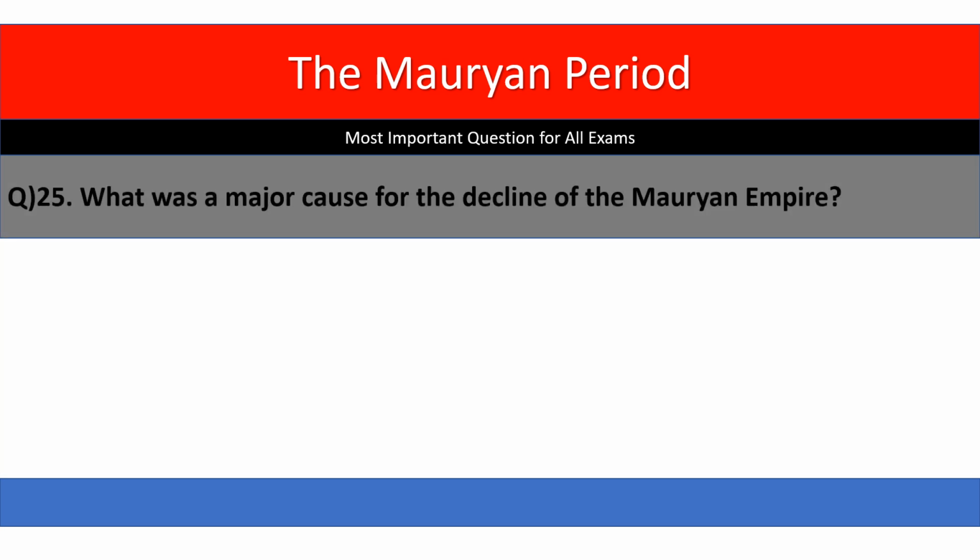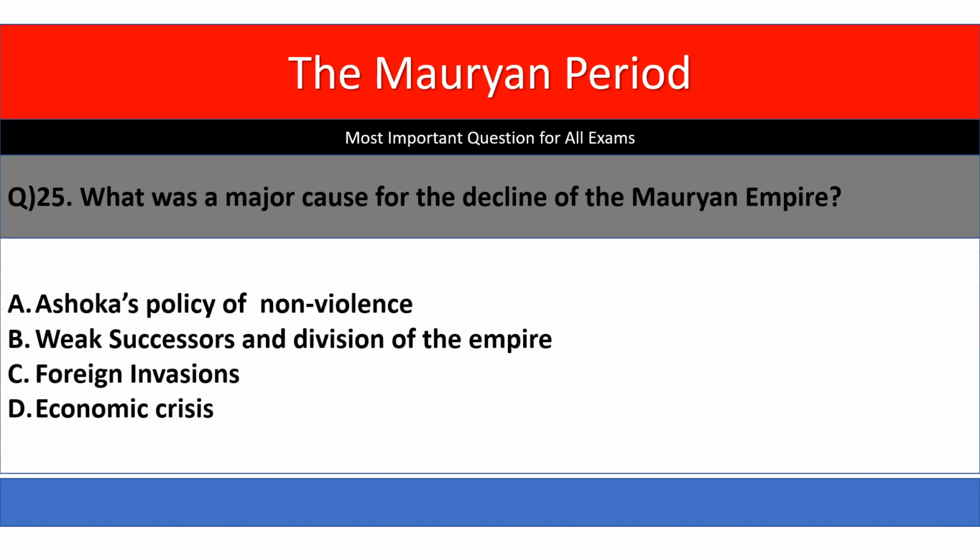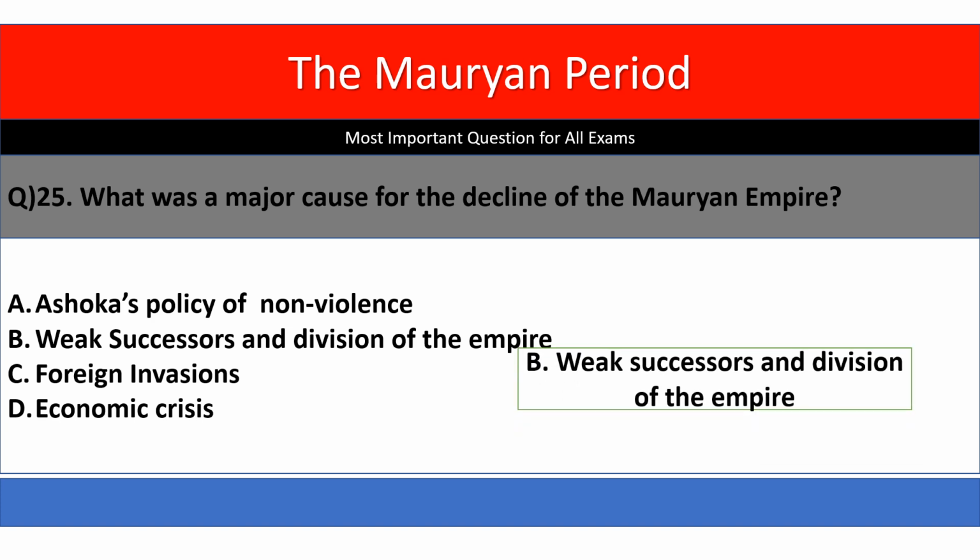What was a major cause for the decline of the Mauryan Empire? B, weak successors and the division of the empire.